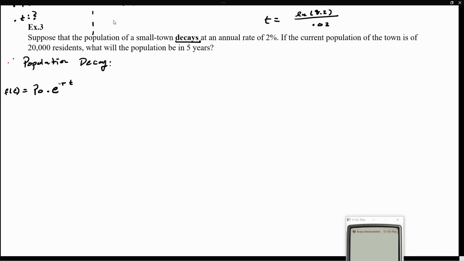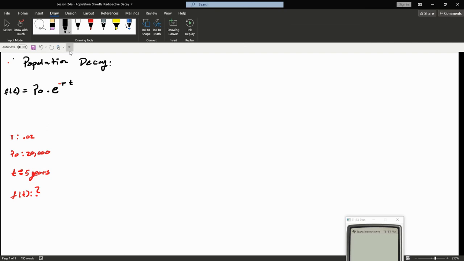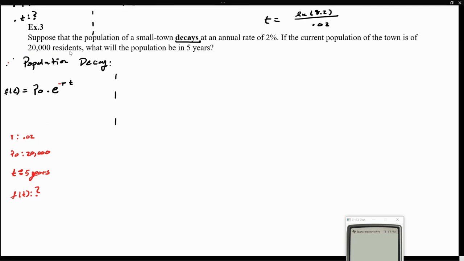What information do we know about this? Well, I know that the rate is 2%, which is 0.02. The current population is 20,000, so P0 is equal to 20,000. And it's asking what will be the population after 5 years, so therefore my t is 5 years. In this case, f of t is what we're looking for, the final population. So now that we have all this, let's just plug it in and calculate.